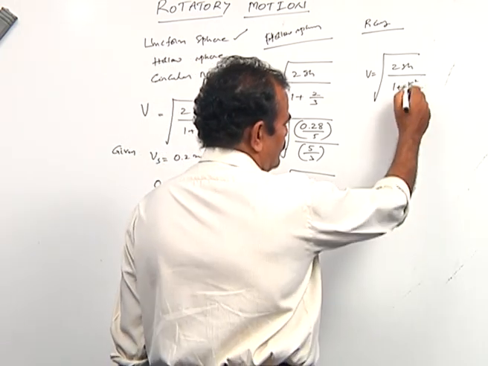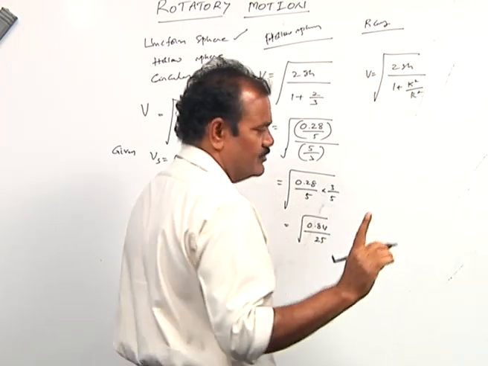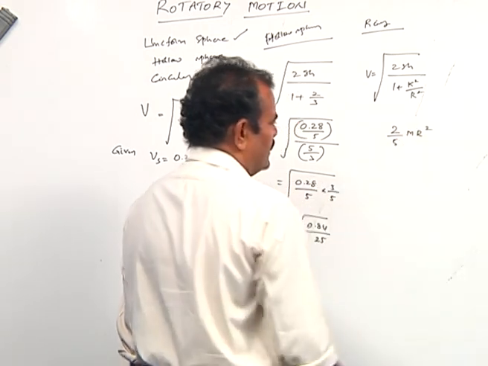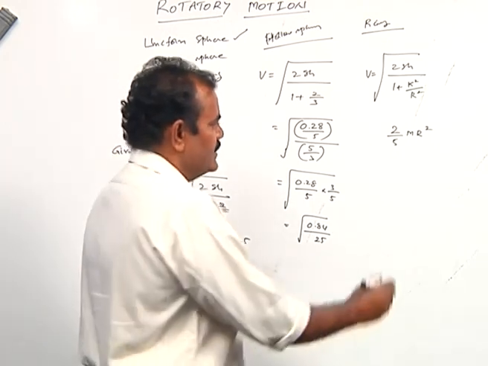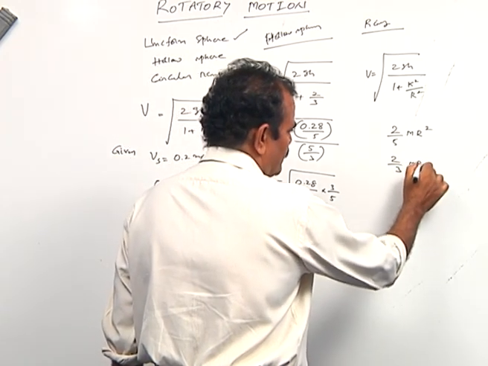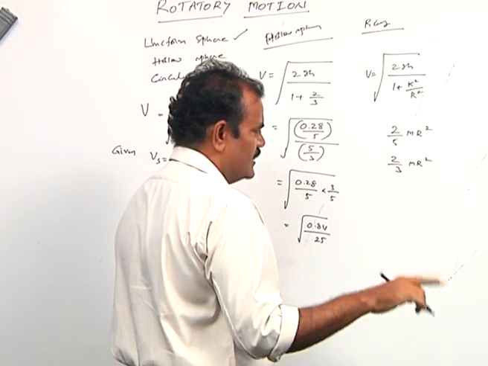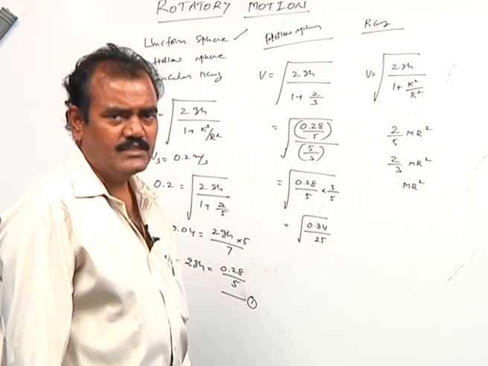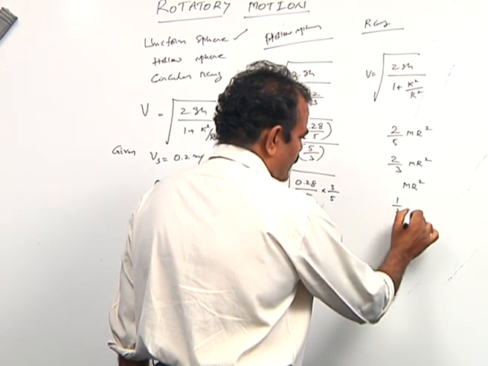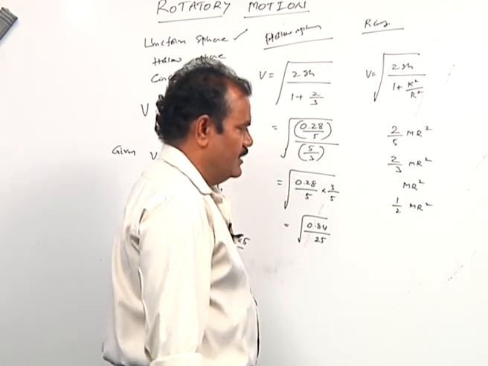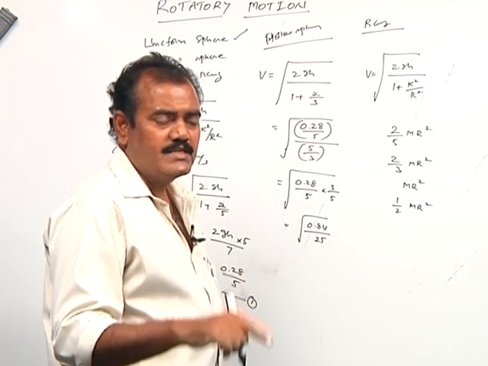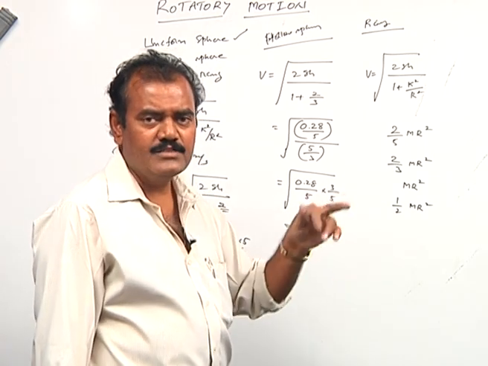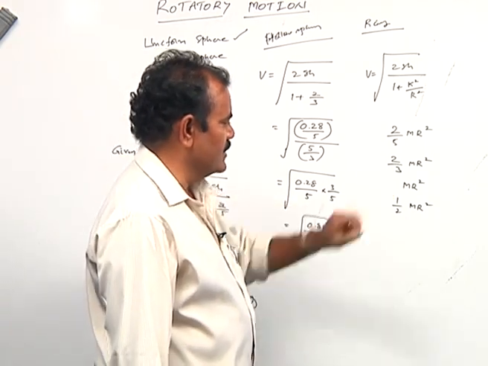Now how to remember all these values? In the case of the solid sphere, it is 2 by 5 mr square, and in the case of the hollow sphere, it is 2 by 3 mr square. In the case of the circular ring, it is mr square about its natural axis, and in the case of the circular disc, it is 1 by 2 mr square. Again the solid cylinder is also 1 by 2 mr square about its natural axis, and the hollow cylinder is again mr square about its natural axis.